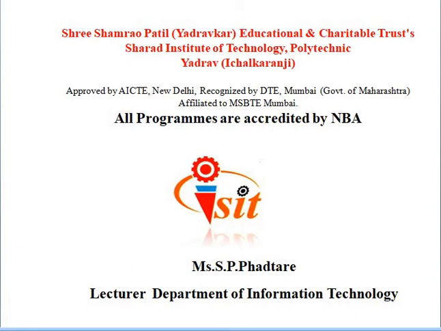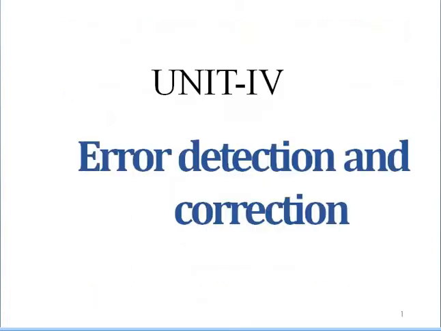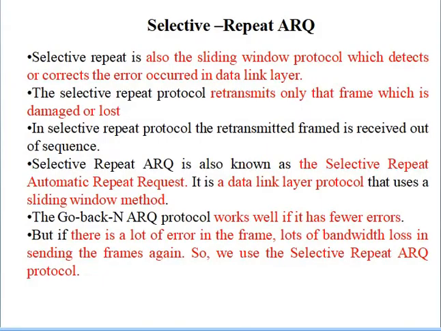Let us see one by one what is meant by selective repeat ARQ and the method which is run in selective repeat ARQ. This is our fourth chapter which has already started. Selective repeat ARQ is also a sliding window protocol which detects or corrects errors that occur in the data link layer. Remember, it occurs in the data link layer and it is a data link layer sliding window protocol.